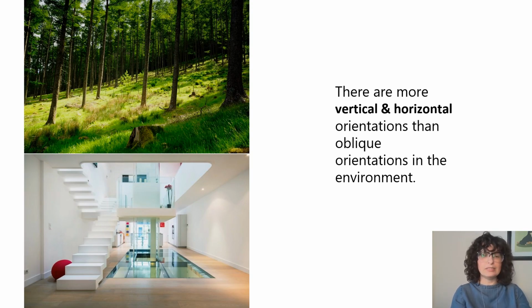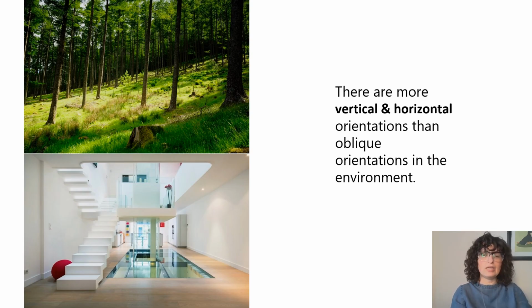And that's literally true of indoor man-made spaces. I want to say the only oblique oriented object that I can see in the indoor space is maybe the stairs, but they're actually composed of a series of horizontal and vertical lines. If you look outdoors, sure, we've got an oblique line that represents the slope of this hill, but even all of the trees are oriented vertically. So literally in our indoor and outdoor environments, there are just more vertical and horizontal orientations.